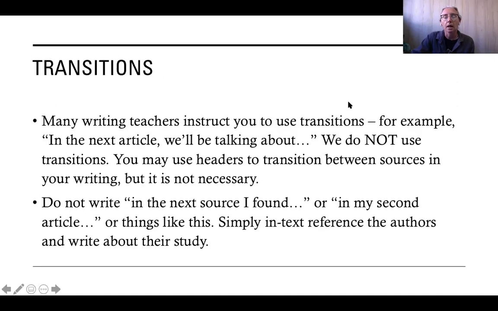So one thing that writing teachers often teach about is transitions. A lot of students will write things such as, in my second source. We don't do that in psychology. We quite literally just move from source to source. One thing that we may do is use headings for transitions. So I'll finish talking about Article 1, and then I'll insert a small heading that indicates the topic of Article 2, such as, self-perception theory, and then I'll start summarizing Article 2. There's no need for things such as, in the next source I found, or in my second article.